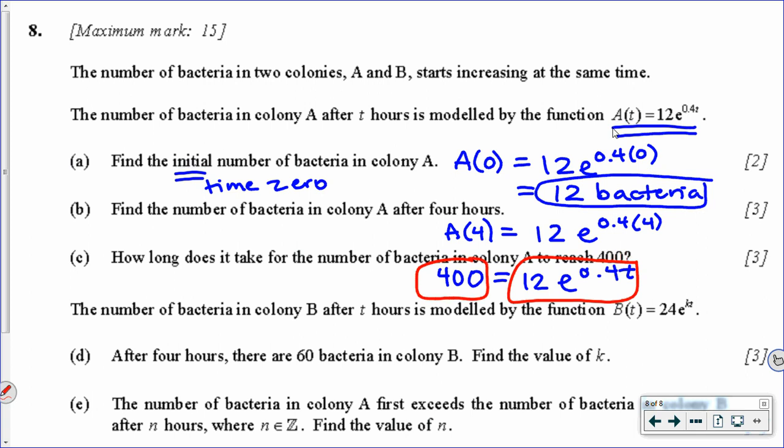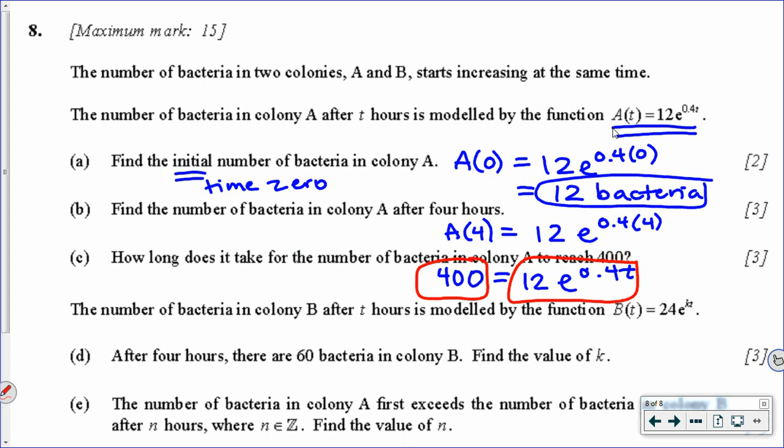You may have to change your calculator's window to see it. But if you graph 400 as a horizontal line, then you can see where it crosses 400. And the x value there would be t, or time. And you'll be able to answer this question for time.